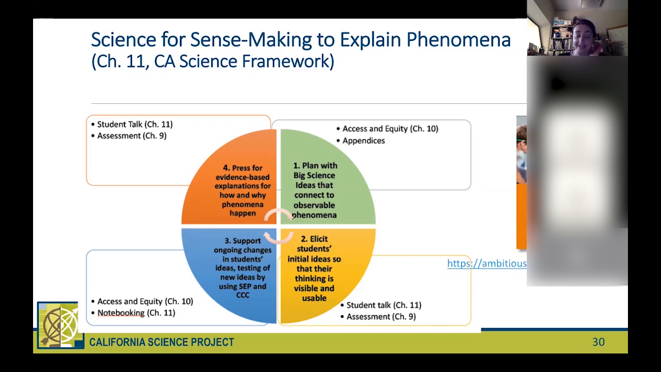And then in the next steps, and nothing of what I'm telling you is easy to do, but it is something that puts the students more in the driver's seat, with us being very much the coaches of their thinking. So supporting ongoing changes in students' ideas, and I keep asking them to explain and make visible their ideas, and pressing for evidence-based explanation would be the culminating part of this cycle.